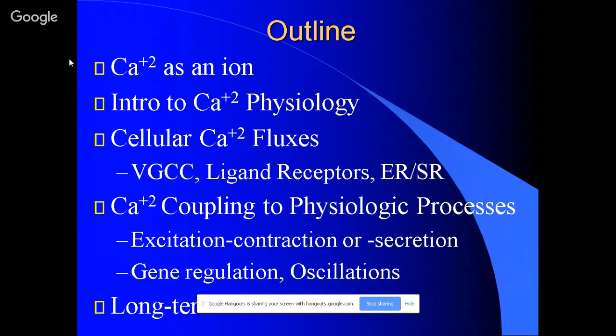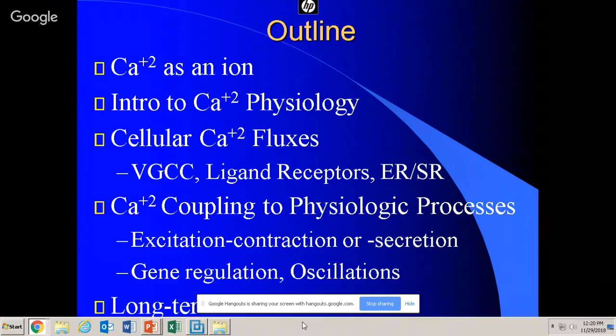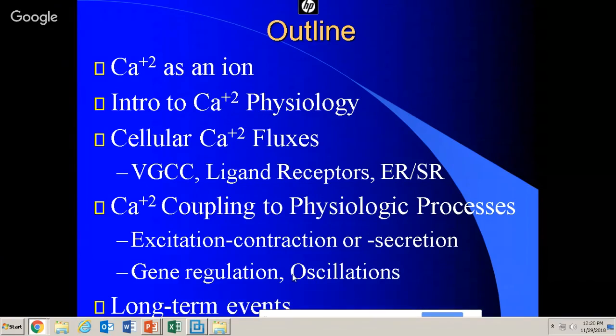This is going to be our outline. We're going to look at calcium as an ion itself, and energy. I've been trying to give you guys a sense of energetics as we go. We're then going to look at calcium physiology, meaning what it does, calcium fluxes, how it increases and decreases in the intracellular space, and then the coupling of these fluxes to the physiology, and finally some long-term issues from these, some long-term events.